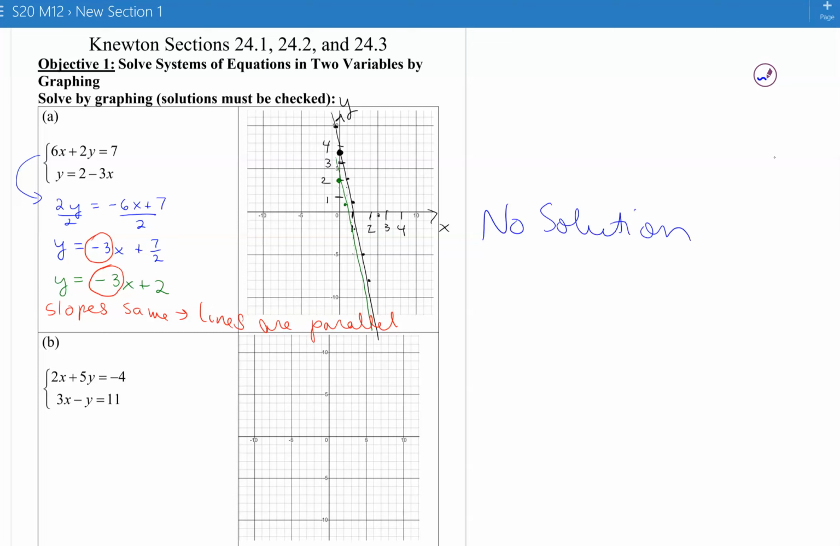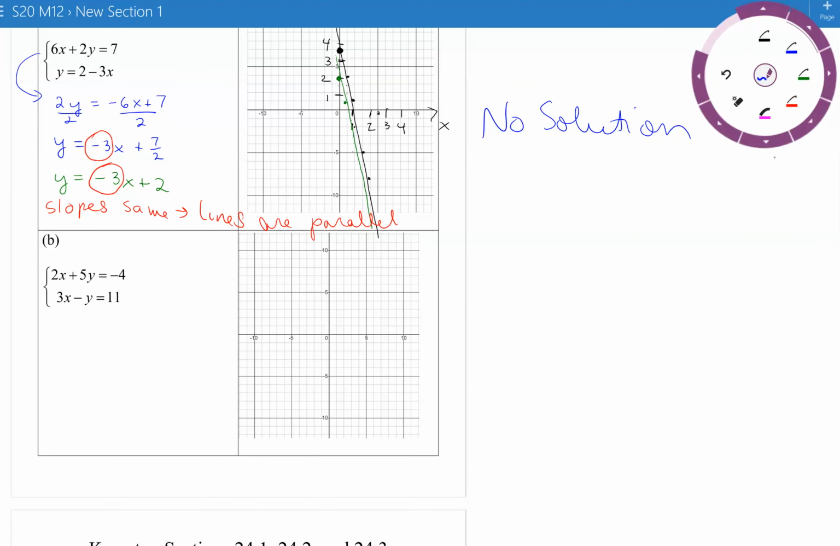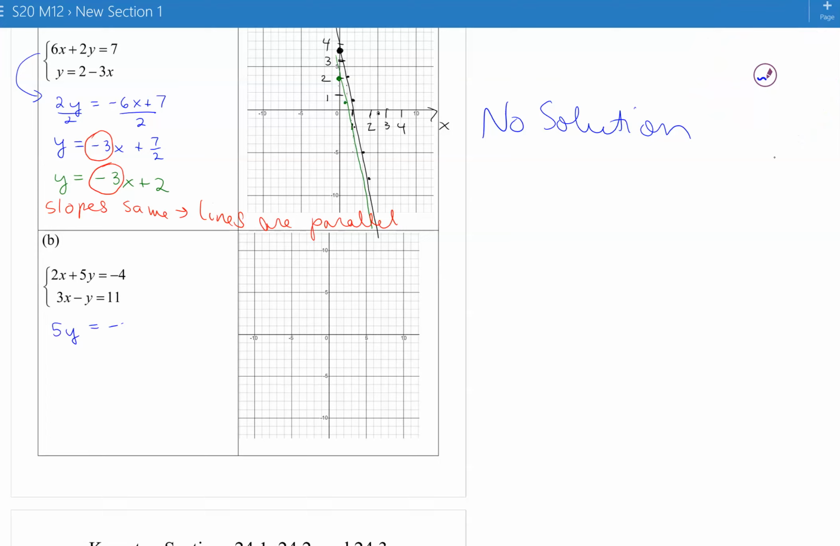So if the slopes are the same and the y-intercepts are different, you have parallel lines and they're never going to cross each other. So there is no solution. So then let's look at this second one. And it's a little trickier to graph. So let's solve for y again. 5y equals -2x minus 4 and divide both sides by 5. y equals -2/5 x minus 4/5.